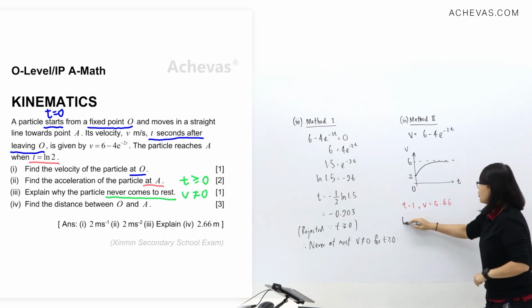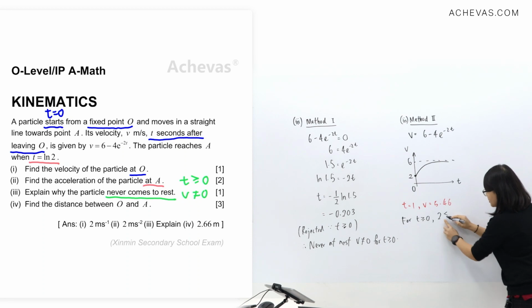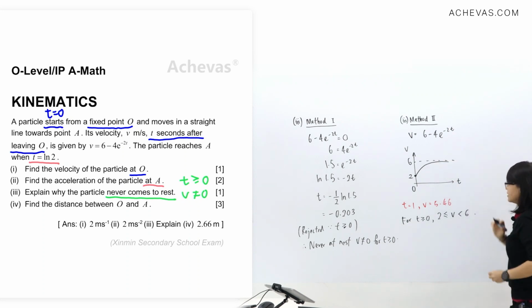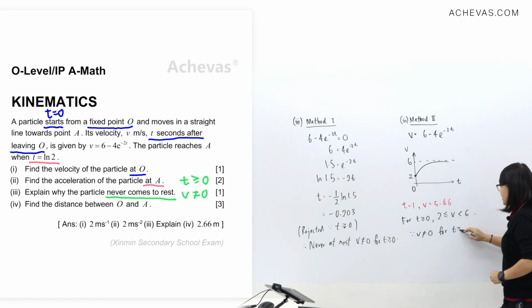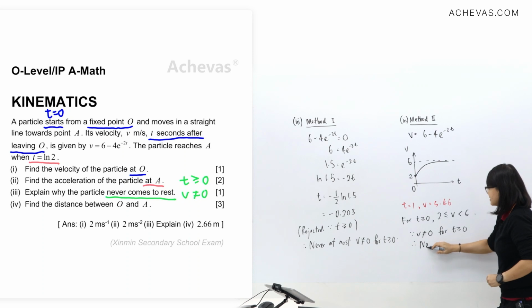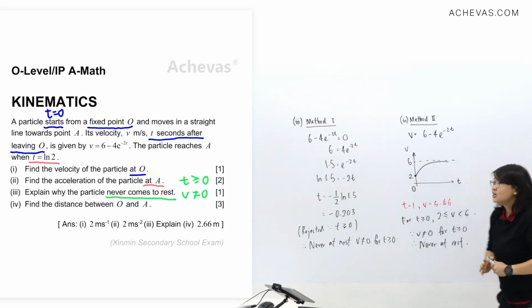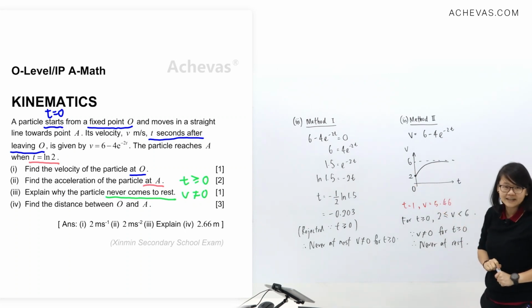So I'm going to explain, for time more than or equal to 0, velocity value will fall between 2. So I can take the value of 2, so I'm going to write more than or equal to, and this is velocity value. And velocity is always lower than 6, so I'm going to write less than 6 here. And from here, we clearly can see that because velocity can't take the value of 0 for time more than or equal to 0, therefore, never at rest. So you can see it from the sketched graph perspective instead of method number 1 here.